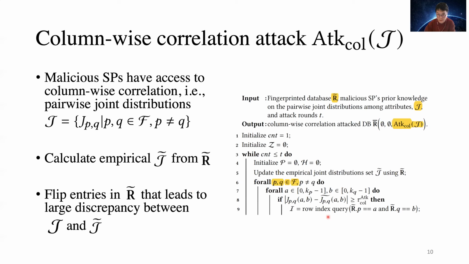And on the right is the pseudocode for the attack. Essentially, for each pair of attributes and for all the possible values the attributes can take, the attacker calculates the differences between the joint distribution before and after fingerprinting. As long as this is larger than a threshold, he will launch his attack on those selected entries.